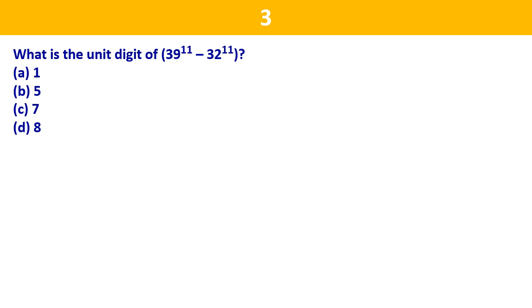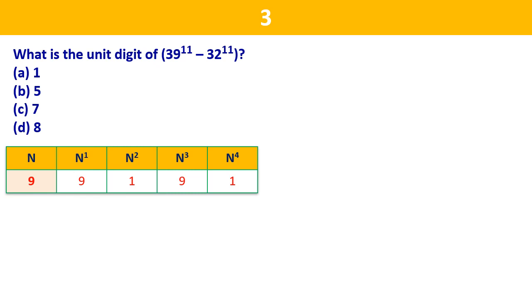Okay, now I will first consider the number 39 to the power of 11. So यहाँ पर unit digit है 9 और 9 का power cycle है 9, 1 like this. So we know that 9 to the power of any odd number will always give you 9 in the unit place. So 39 to the power of 11 के unit place में definitely 9 ही आएगा.